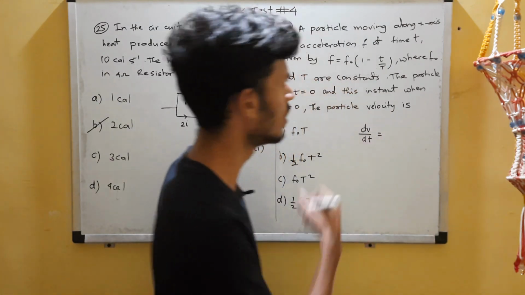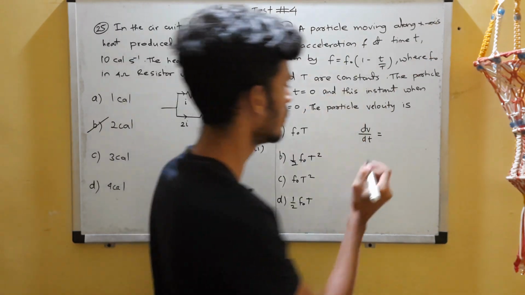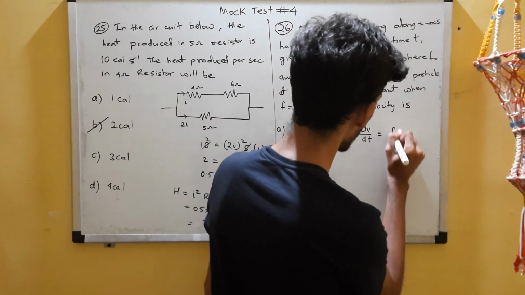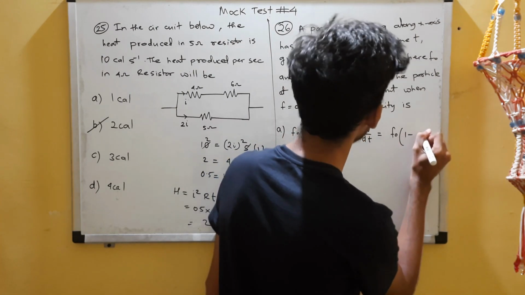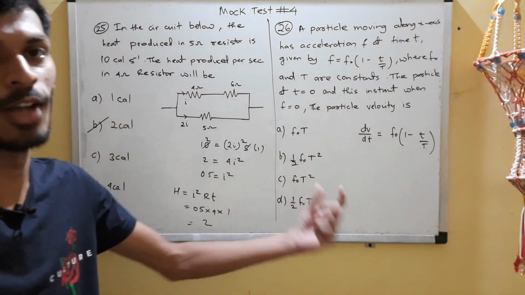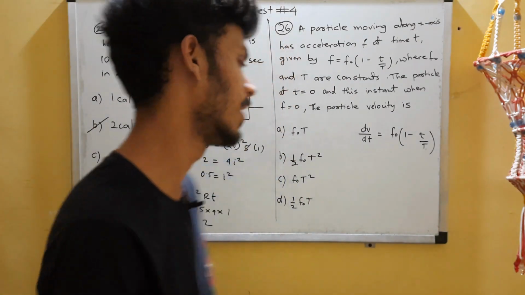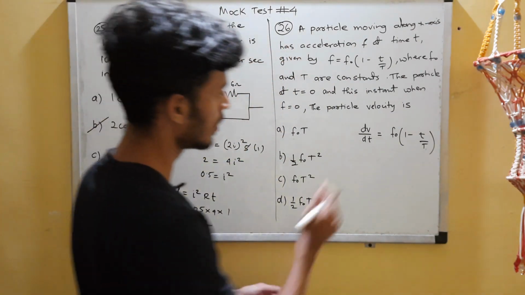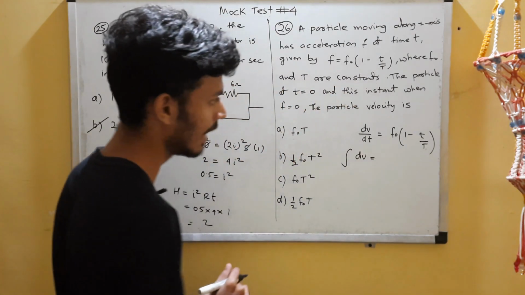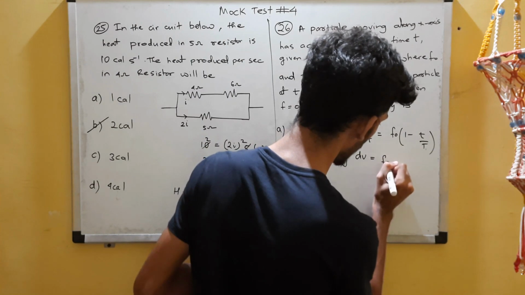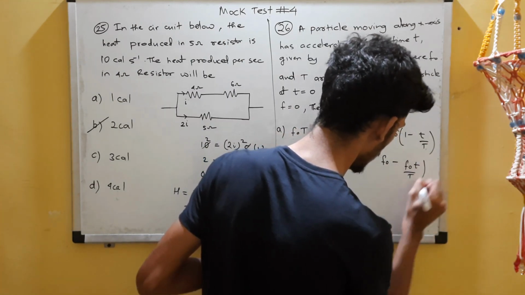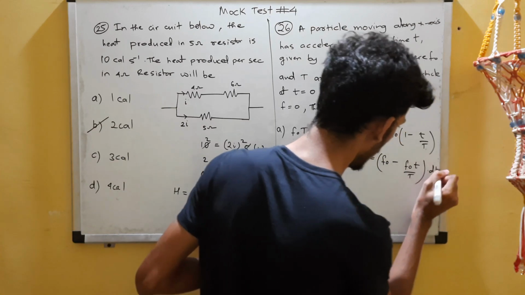Now it's only in the x direction, so need not worry about the other terms. So f naught into 1 minus t by T. If it was moving in multiple directions, then you had to go for partial derivative, right? Anyways, now it's only moving in the x direction, so you can directly find v by integrating. So I'll take dt to the other side, and I'll open this up, f naught t by T, this into dt and integral of that.